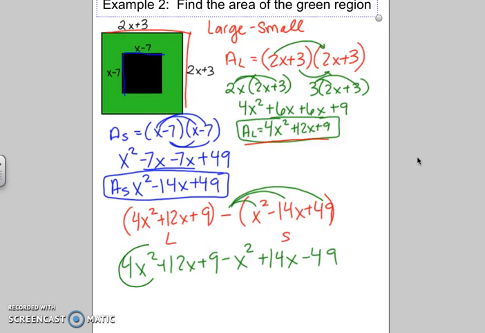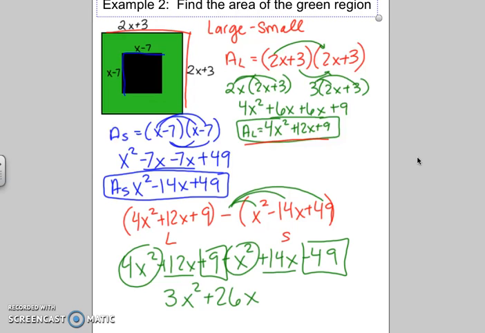So I have a 4x squared minus an x squared, which is a 3x squared. I have a 12 plus a 14, which will be a 26x. And then I have a 9 minus a 49, which is going to be negative 40. Okay? So we're done. So this right here would be the area of my green section.